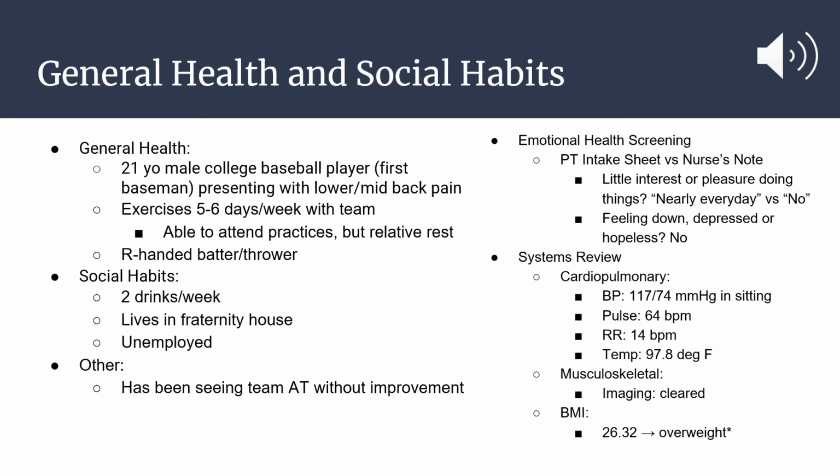Systems review, so if we look at vitals, we have a good blood pressure at 117/74, a pulse of 64, respiration rate of 14, and a temperature at 97.8 degrees. So all those are normal, no red flags there. And musculoskeletally, he did have some imaging completed, and that was cleared, so no red flags there. And he has a BMI of 26.32, which does technically put him overweight, but all things considered, it doesn't consider body composition. So we'll just take that with a grain of salt.